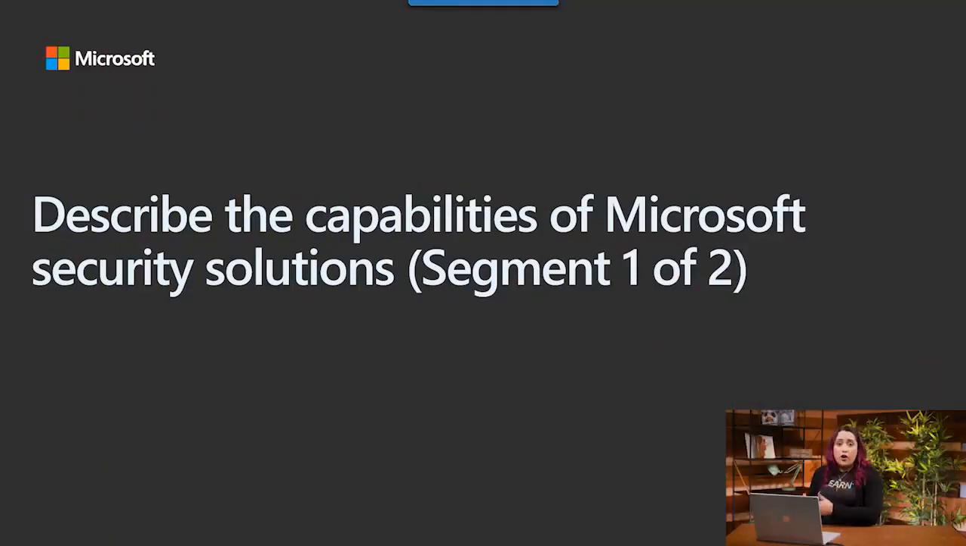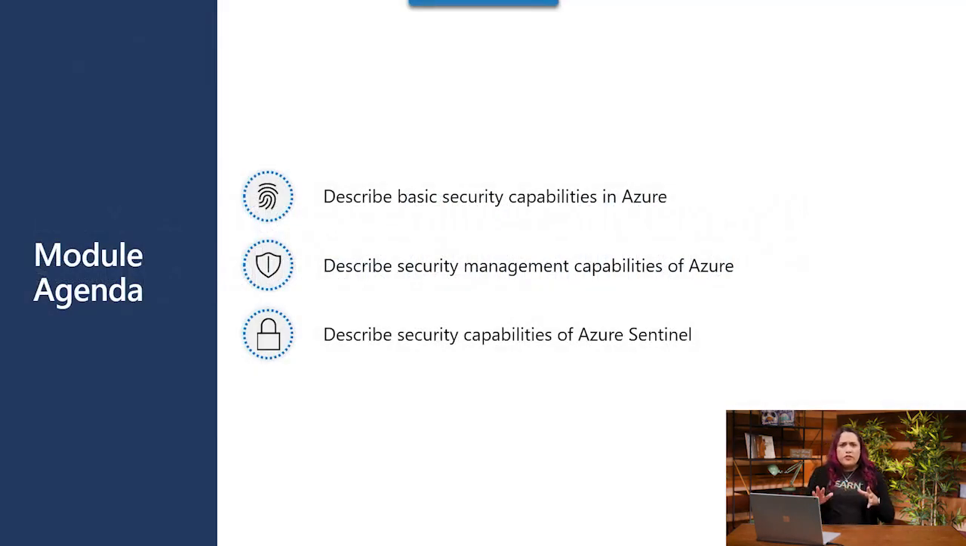Today, we're going to look at the different security solutions inside of Azure specifically. But in part 2, I'm actually going to pick up where we leave off and go through the different security solutions in M365. So the first half of Module 3, we're going to look at some of the different security capabilities inside of Azure, as well as some of the different management tools that are available. And then we're going to close out the day by looking at Azure Sentinel. And this is a really cool tool, which will give you a bird's eye view of your full security environment.